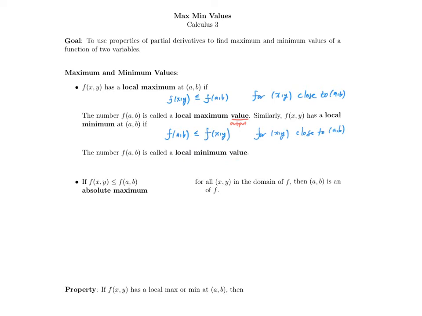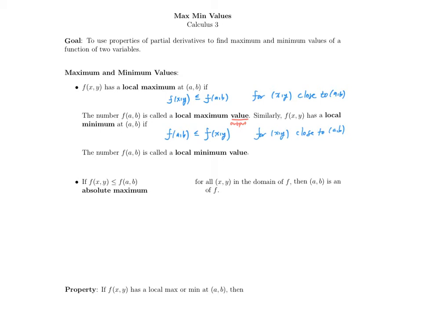Now, sometimes we're only interested in local maximums, local minimums. Other times we might want to know, say, an absolute maximum or an absolute minimum. So in terms of an absolute maximum, we would say if f(a, b) is bigger than f(x, y) for every single possible input in the domain of f, then (a, b) is an absolute maximum of f. So that's where that absolute maximum occurs.